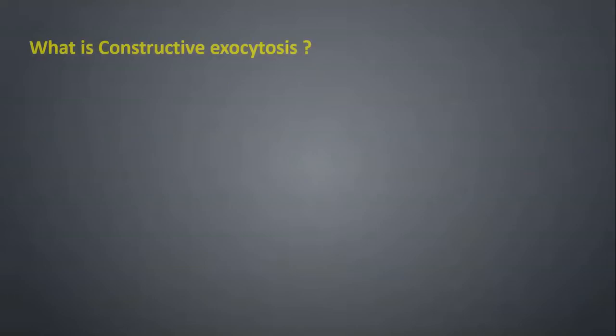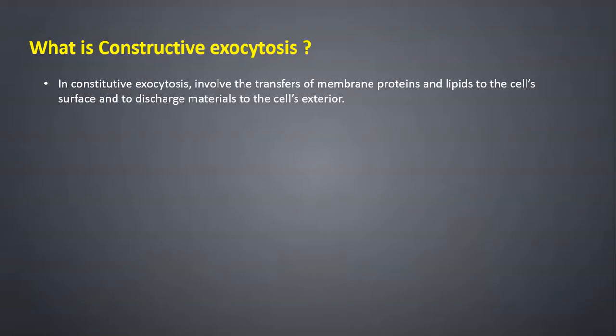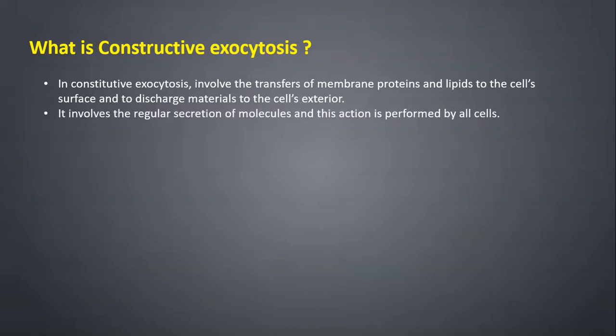Constitutive exocytosis. In constitutive exocytosis, there is transfer of membrane proteins and lipids to the cell's surface and discharge of materials to the cell's exterior. It involves the regular secretion of molecules, and this action is performed by all cells.